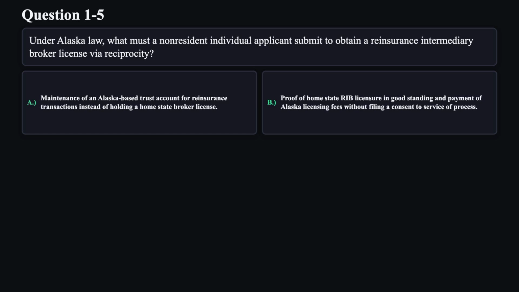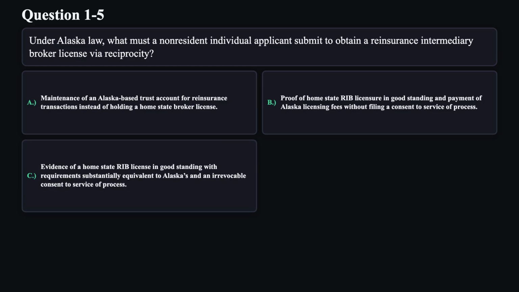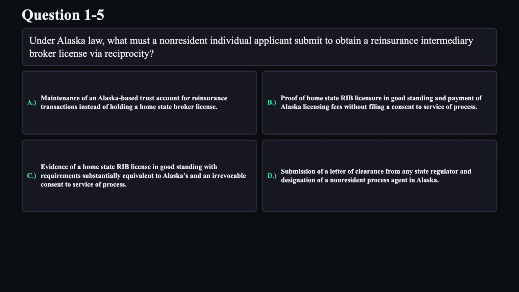And payment of Alaska licensing fees without filing a consent to service of process. C. Evidence of a home state RIB license in good standing with requirements substantially equivalent to Alaska's and an irrevocable consent to service of process. D. Submission of a letter of clearance from any state regulator and designation of a non-resident process agent in Alaska.